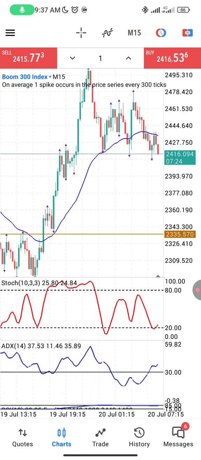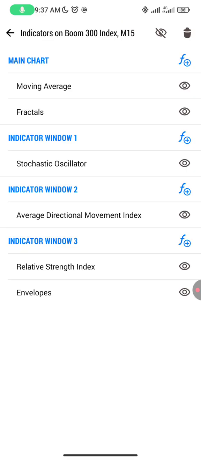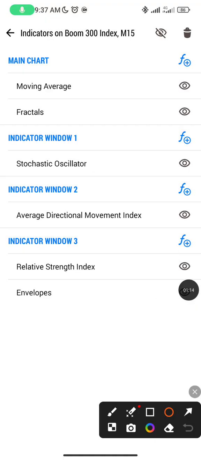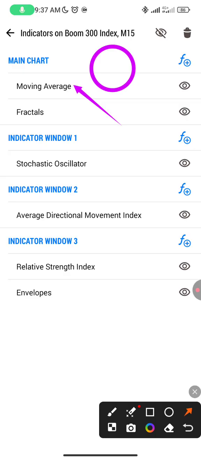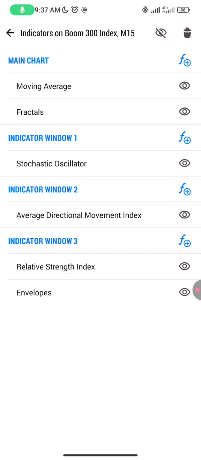Now, in the last video we are going to be showing the settings. In the settings here we just have the main chart and the indicator chart, so we are only interested in this particular window, this one and this one. That is for the last video. If you didn't watch the last video, you have to go ahead and watch it so that you know how it works.